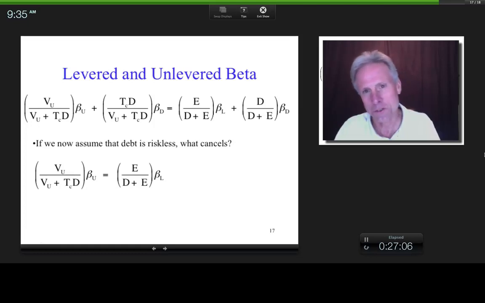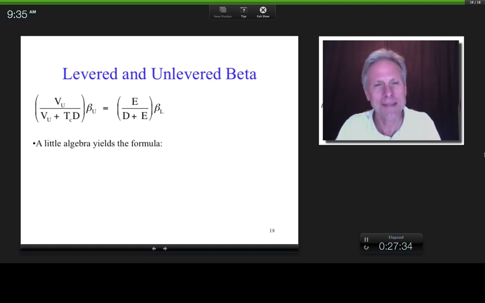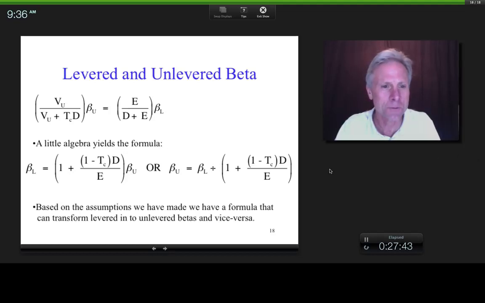By the way, again stressing assumptions, bridging theory with practice: for what kind of firm is debt more likely to be riskless in the application of this? A Delta, which sometimes makes a ton of money and sometimes loses a ton of money, or an IBM, which is a steady, mature, cash cow kind of thing? IBM, right? In any case, if we take that equation, there are no more assumptions. If we do a little algebra and rearrange it, we've achieved our goal. Based on some assumptions, we've got levered beta in terms of unlevered, and vice versa.